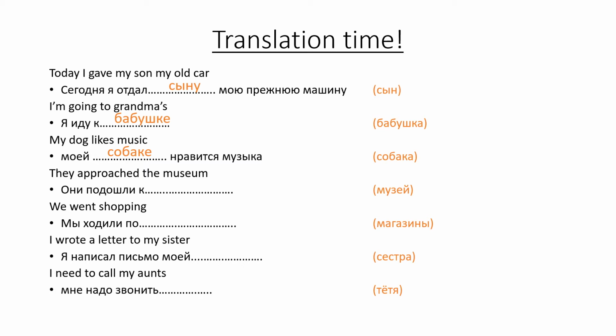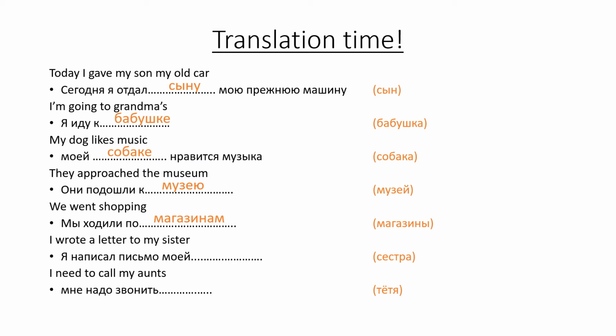They approached the museum. Они подошли к музею. Они подошли к музею. We went shopping. Мы ходили по магазинам. Now, магазины was in the plural, so I should have mentioned to put that into the dative plural. Магазины goes to магазинам.